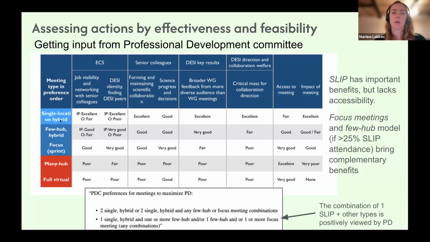By the way, we do always have it hybrid where people can attend remotely, but the remote capabilities are always kind of secondary. So people say it's not as good when they attend remotely.